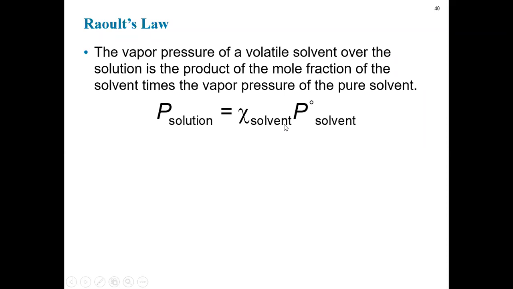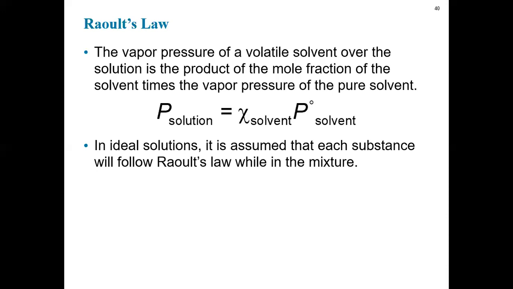Then multiply by the vapor pressure of the solvent, and this zero tells you the pure solvent. So this is Raoult's law. We're not going to see some examples for Raoult's law. I just want you to know there's such a mathematical equation that can calculate the partial pressure, the vapor pressure of our solution. Then another definition: if you can calculate the vapor pressure of the solution, you can compare it with your experimental result.